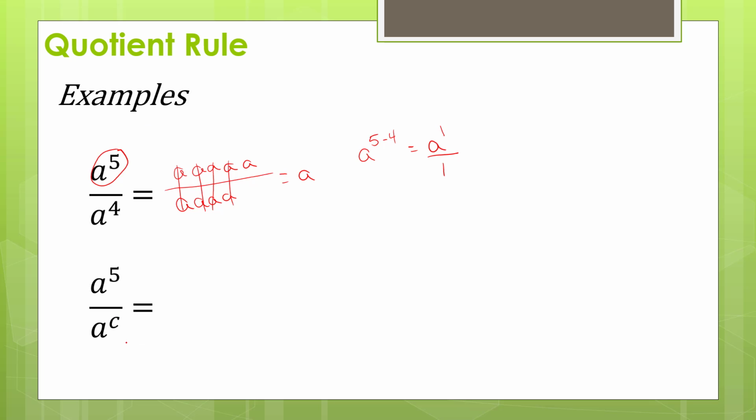A to the 5th over a to the c. Well, we can't really combine 5 and c. They're not like terms, but we can still apply our quotient rule and say a to the 5 minus c. The power in the numerator minus the power in the denominator, because both have the same base.